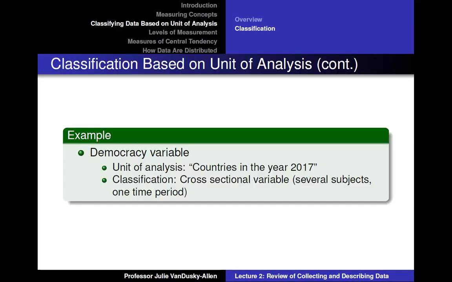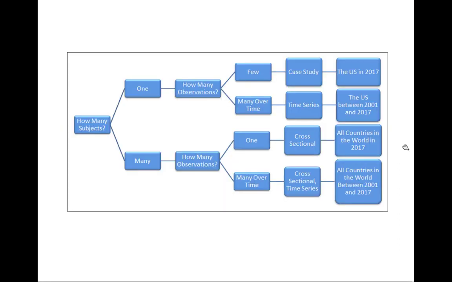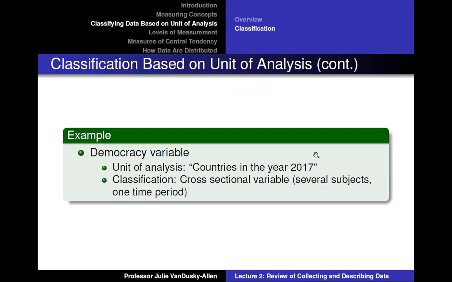Going back to the democracy variable example, our unit of analysis was countries throughout the world in 2017. In our variable, we would have observations for multiple subjects, all countries in the world, with one observation in 2017. This would make our variable a cross-sectional variable.